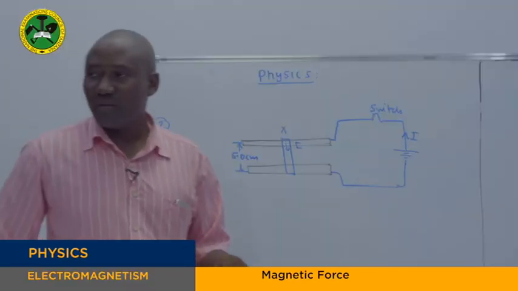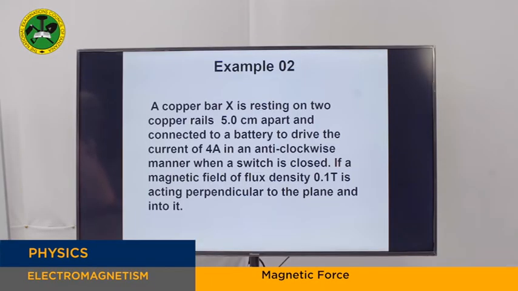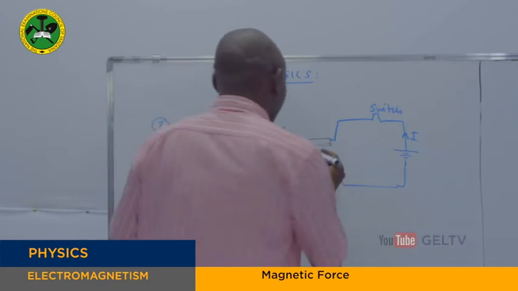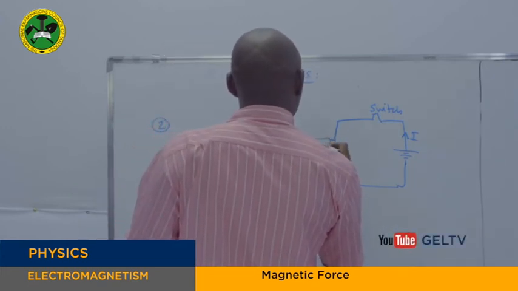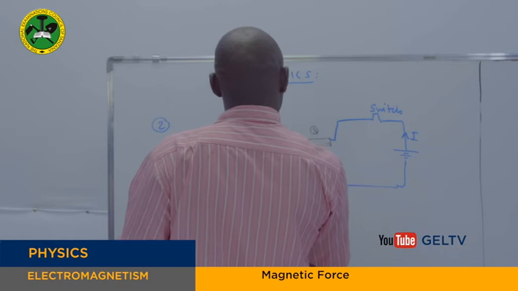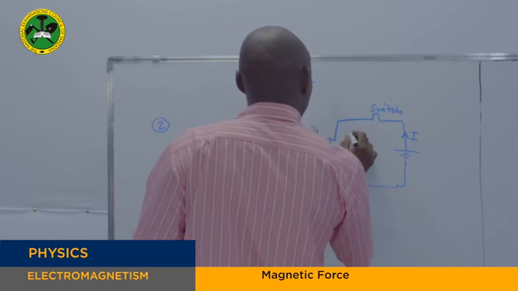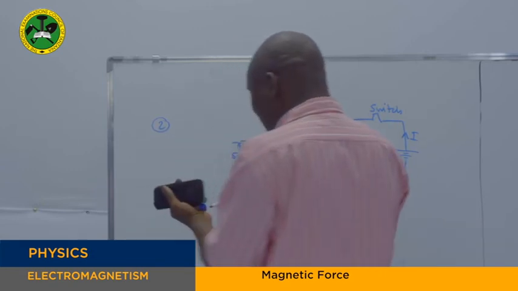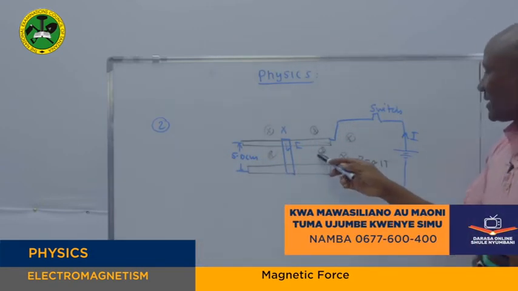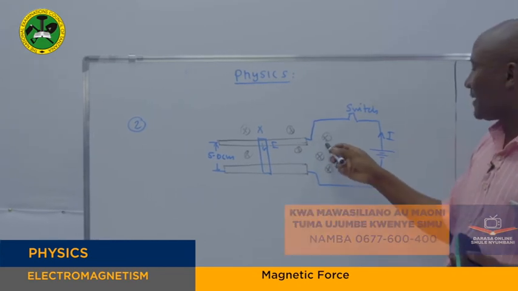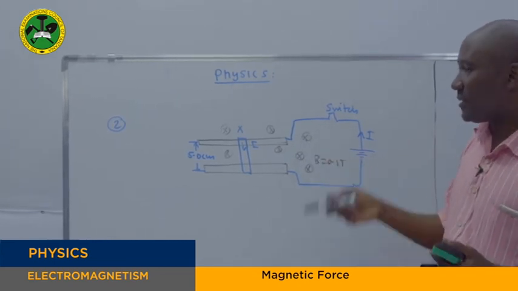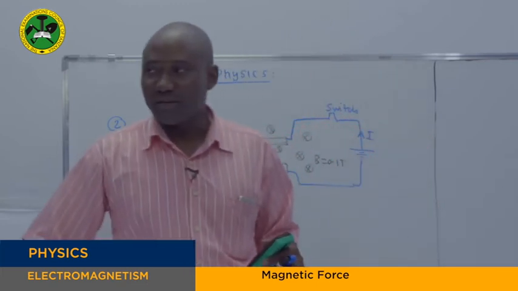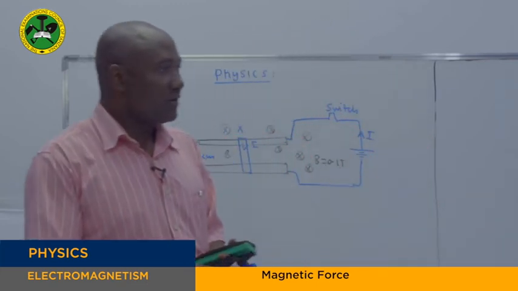Now, we are told the magnetic field is 0.1 and is acting perpendicular to the plane. Remember, we normally represent this with B; when you see X, that's the magnetic flux density pointing into the plane. Now let's see the questions.